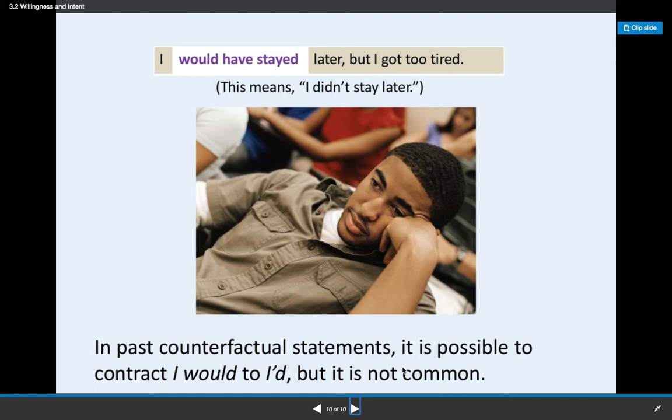And in past counterfactual statements, with this use of would, it's possible to contract would to I'd, but it's not common. You can say I'd have stayed later, but I got too tired. I tend to use would here, but this is a fine point that you don't have to worry about.